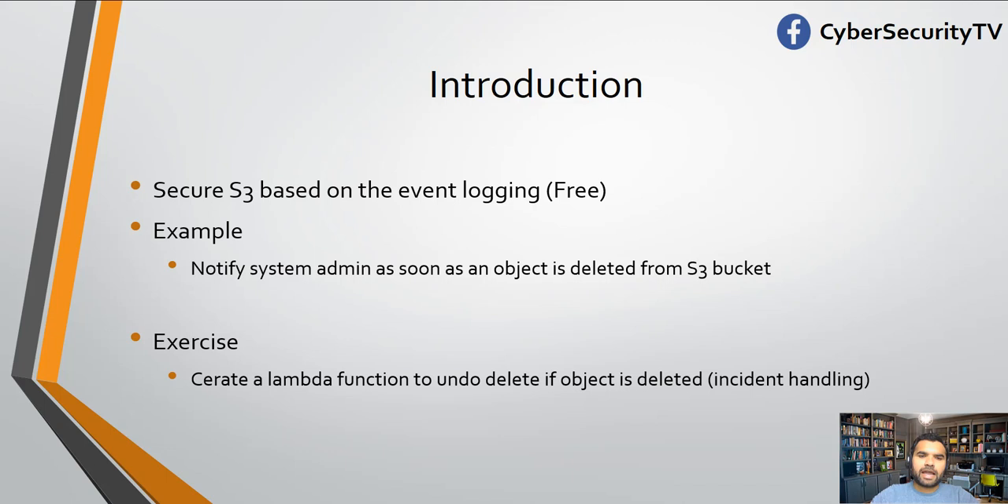Now, the exercise that I'm going to give you, based on the example that I'm going to show you, is you can create a Lambda to undo the delete function, which is again one of the events. If somebody, for example, deletes the object by mistake, then the example I'm going to show you is only going to notify you that the object is deleted, but your task is to create a Lambda which actually undoes the delete. So it's going to recover or fix the situation within a moment, less than a second. So that's the objective I'm going to give you.